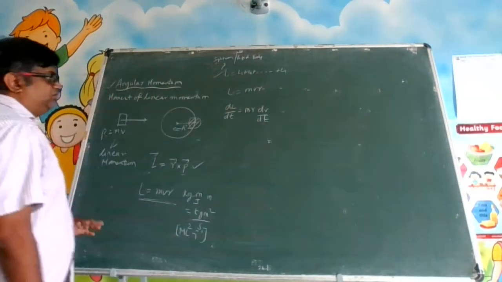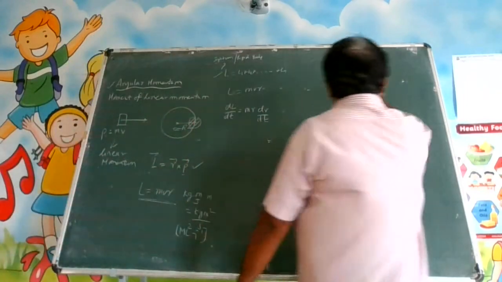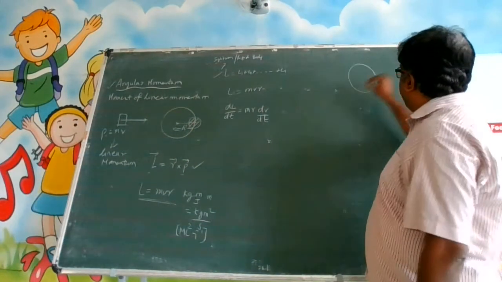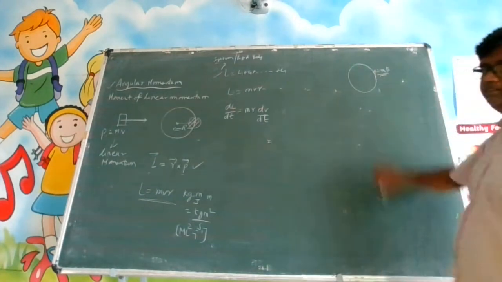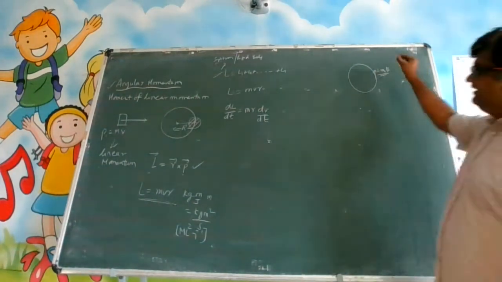Look here, students. I want to tell you a very important point. Suppose there is a circular motion happening. If I say some particle is going at 2 meters per second, I will say that the velocity is changing.